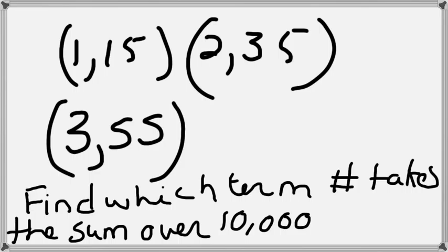10,000. Now realize that right now, the first term is 15, second 35, and third 55. Right now the sum of the three terms that you can see is already 105. We're looking to make the sum over 10,000.